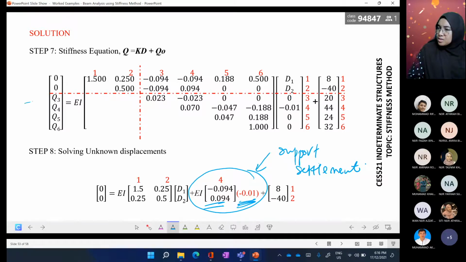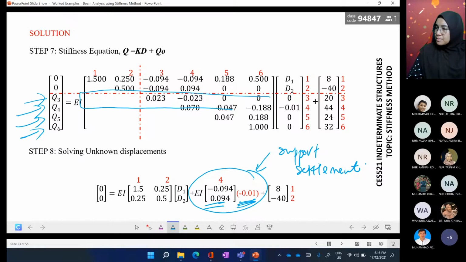Kita nak solvekan yang ni, Q3, Q4, Q5, Q6. Kita nak cari nilai tu yang kita buat line by line. Kita buat settle dulu Q3, lepas tu dah settle Q3 baru buat Q4, Q5, Q6. So whenever kita nak calculate Q3, apa kita buat? Kita consider semua value ni kali dengan semua value ni. Nilai dekat sini 3 kan, negatif 0.094 dengan negatif 0.094.